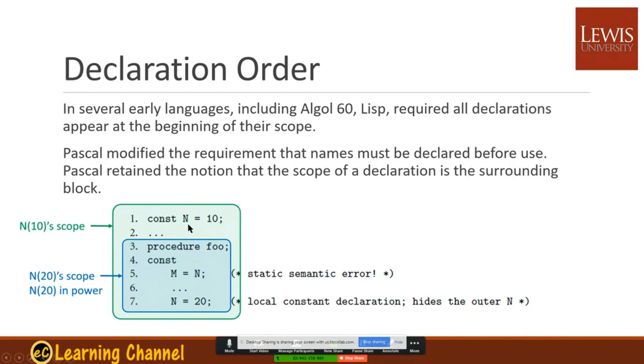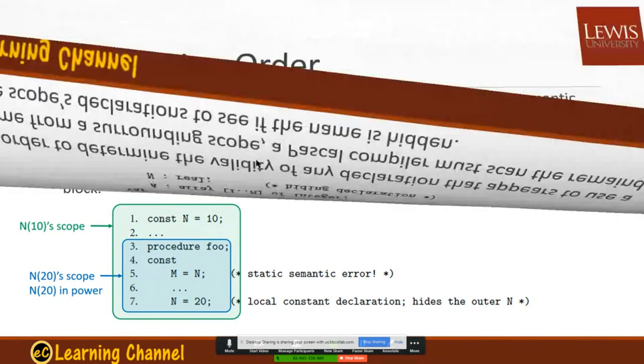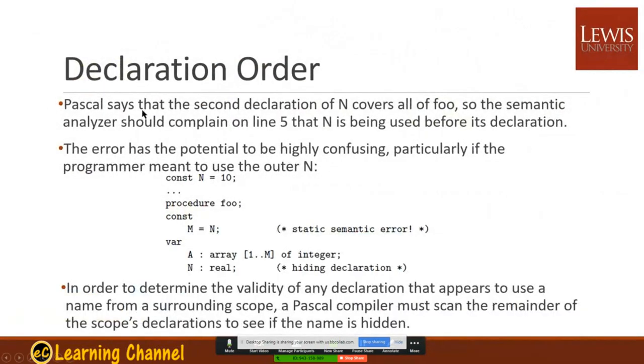In Java's case, this n will be 10, if it is a global variable. If we redefine it, there will be a conflict, and the compiler will pick up. And if there is no such conflict, then the n will be 20. But in Pascal, these do create trouble and will complain of a static semantic error. So declaration order: Pascal says that the second declaration of n covers the full function. So the semantic analyzer should complain on line 5 that n is being used before its declaration.